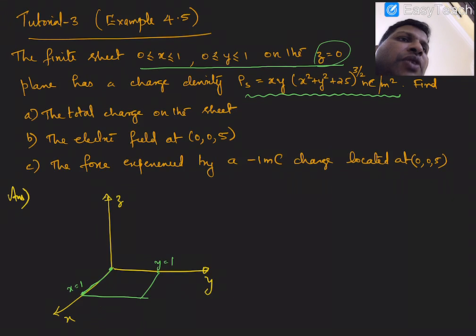Then you have to find what is the electric field at the point 0, 0, 5. So this is the point 0, 0, 5: x is equal to 0, y is equal to 0, and z equal to 5. Then what will be the force experienced by a charge of minus 1 millicoulomb located at 0, 0, 5. So first of all, we will see the first part, that means the total charge in the system on the sheet.